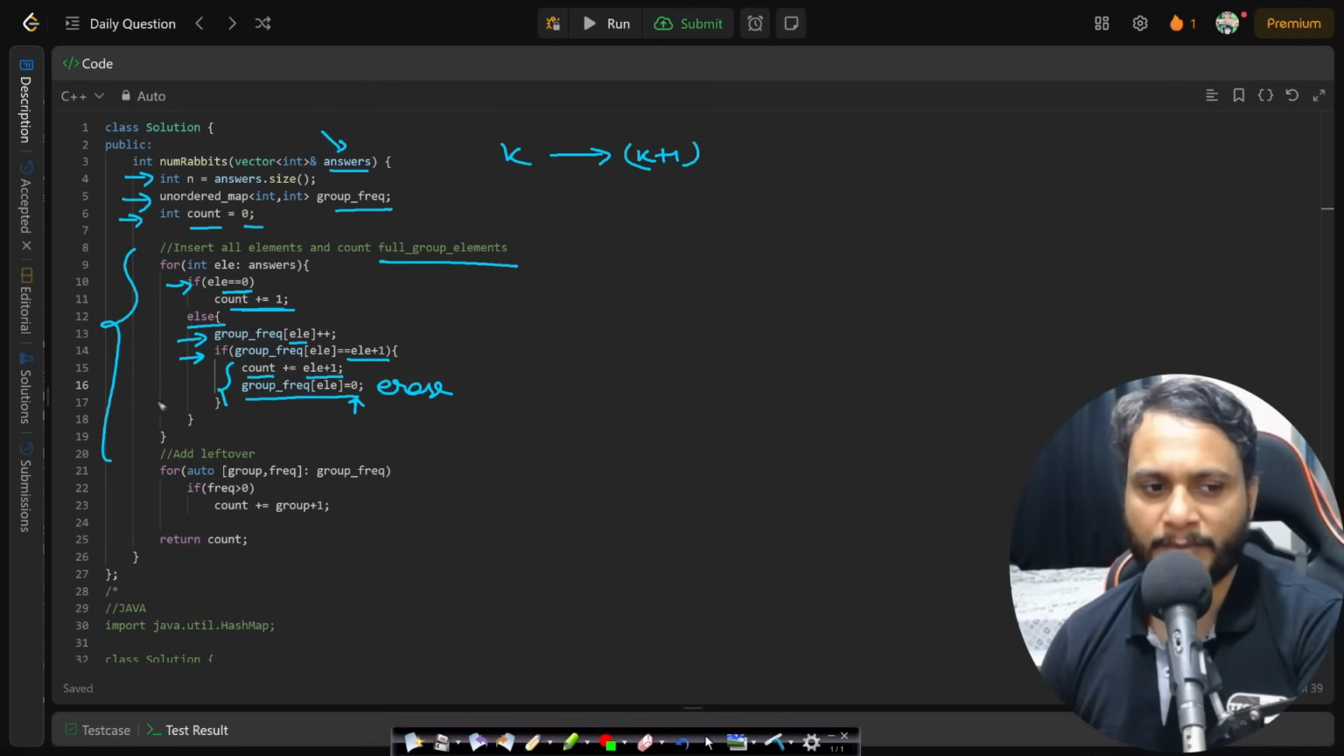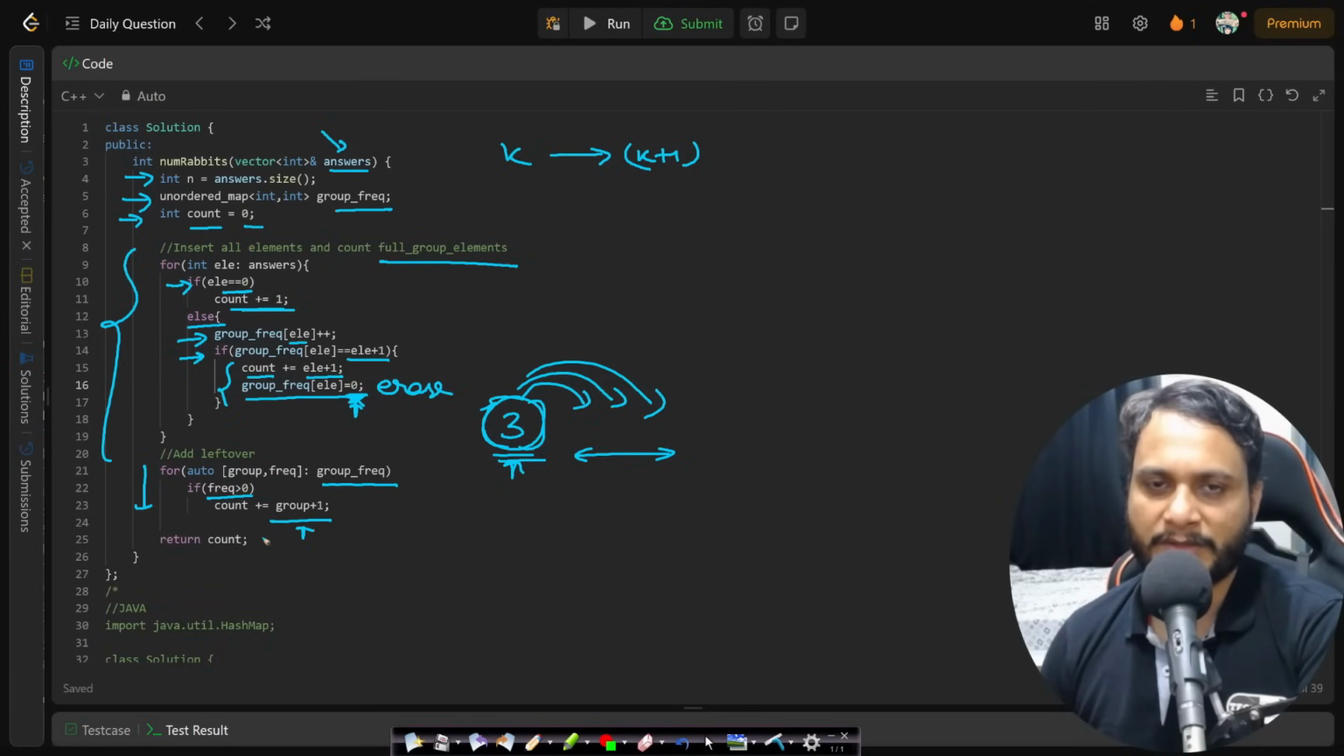After doing this entire process, maybe there will be some groups which were incomplete, so I have to complete them, because a group can be present which has only one rabbit answering 3. That means there must be 3 other rabbits which I did not ask for that group, and that has to be accounted for. So if I iterate through the entire KV pair list, and if I find that anyone has a frequency greater than 0, this means it is an incomplete group, because if it was complete, then it must have been set to 0 here, right? And if it is incomplete, then I will be adding whatever was the answer plus 1, which is the group size. Okay, and finally we will return the counter.